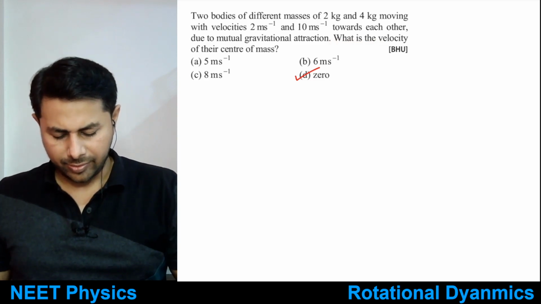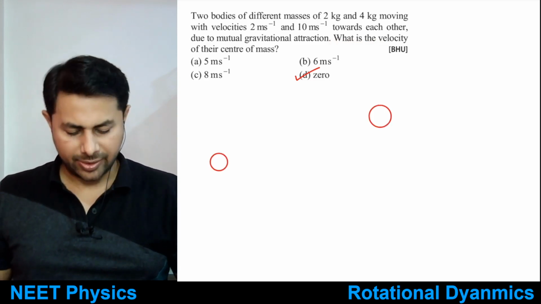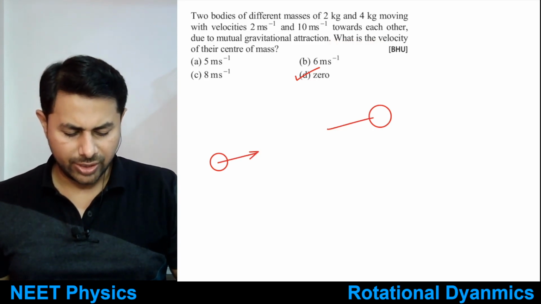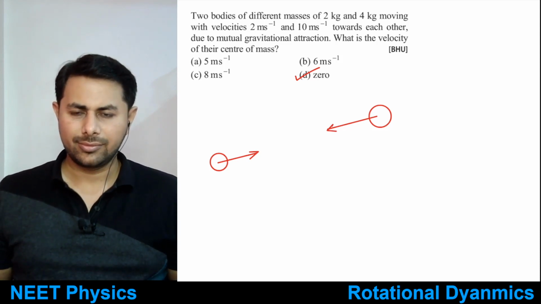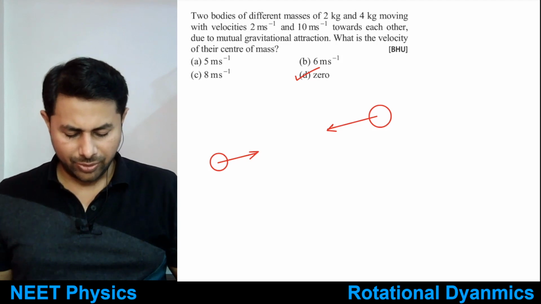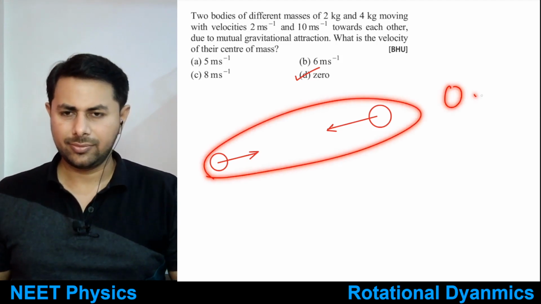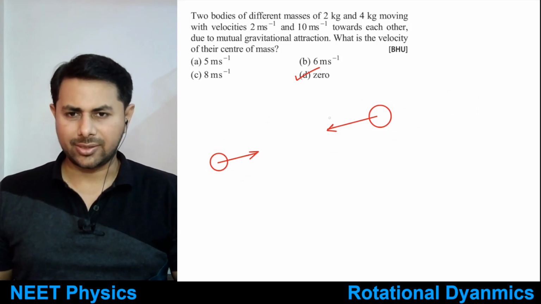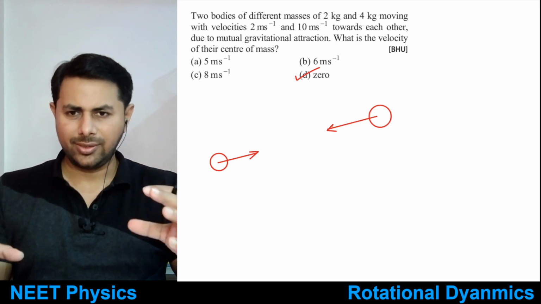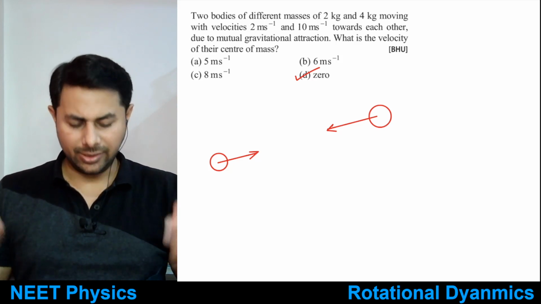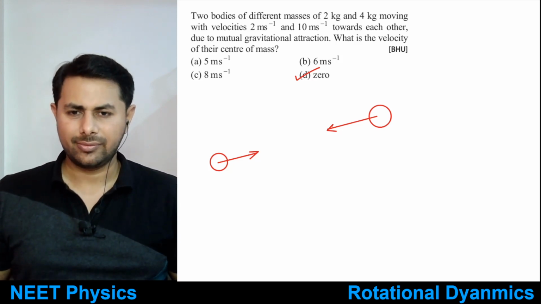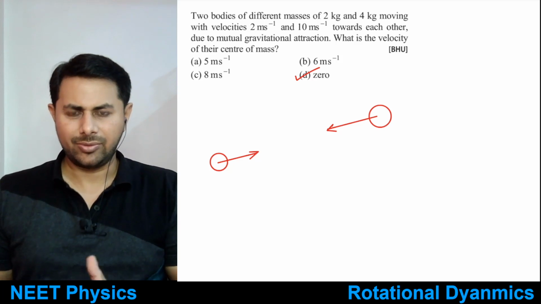So suppose you have this first object, this is the second object, and they start moving due to the mutual gravitational attraction, right? So the net force acting on them is equal to 0. Net external force is 0, and that's why velocity of center of mass will remain constant. So initially suppose you take two bodies, and then they start moving with the gravitational force. So initial velocity would be equal to 0.